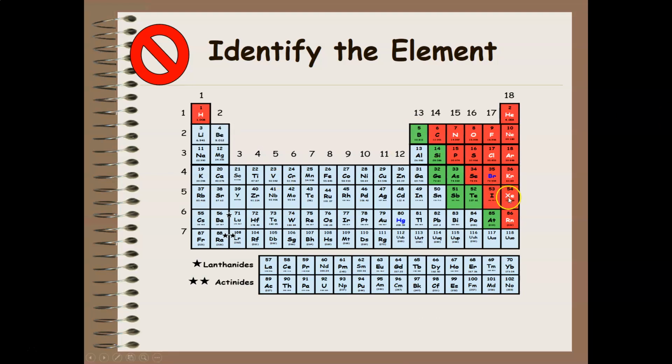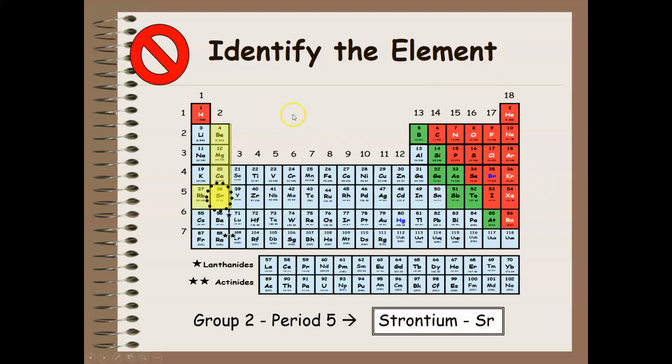All right, let's try another one. Group 2, period 5. Strontium. Group 2, period 5. All right, you try this last one on your own, okay?